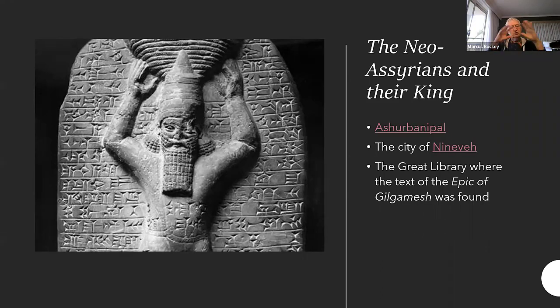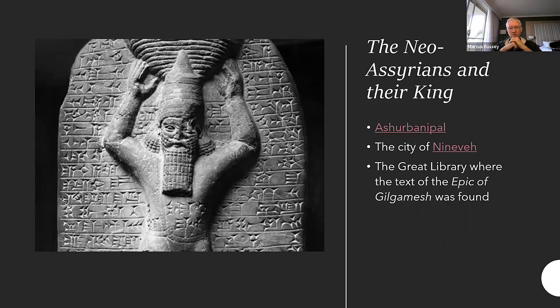But he wasn't just literate. He was a geek. He was obsessed with literature. And he was the person that, as far as we know, created the first systematic library. And it is from that library that the initial texts for the Gilgamesh epic were found.